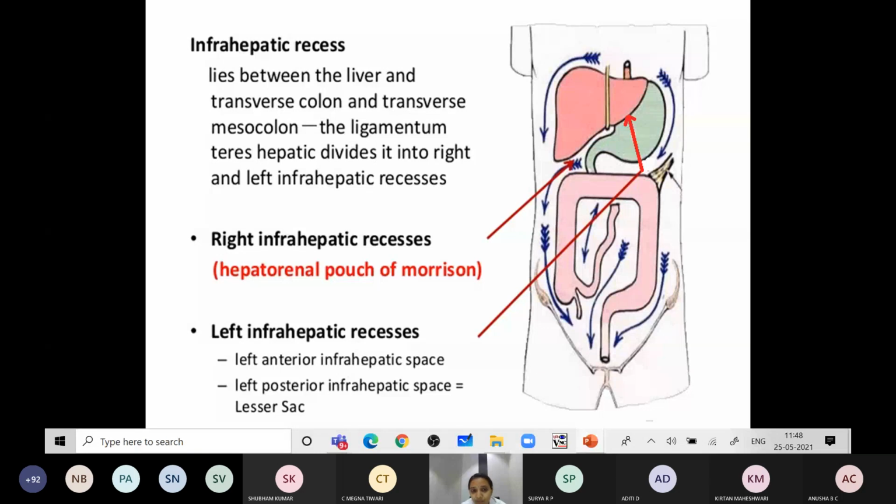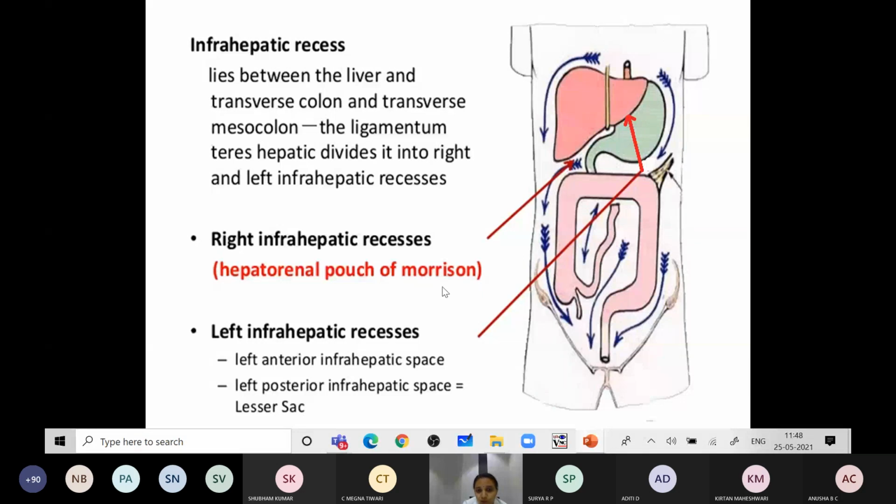In the supracolic compartment, we have four spaces: right suprahepatic recess, right infrahepatic recess, left suprahepatic recess, left infrahepatic recess. Similarly, two recesses behind, the right posterior suprahepatic recess and the left posterior suprahepatic recess. Among these spaces, the right infrahepatic recess, the hepatorenal pouch of Morrison, and the left infrahepatic recess, which is the lesser sac, which we have already studied, are important.